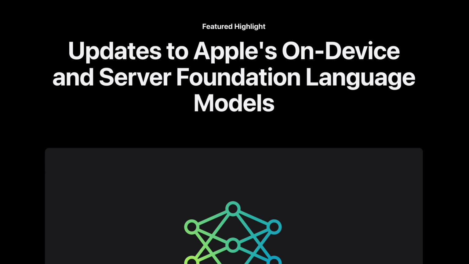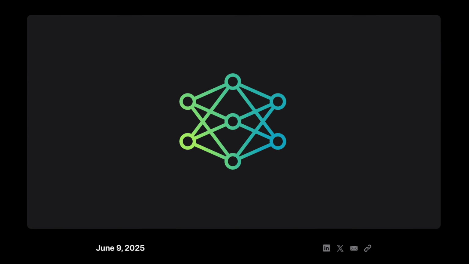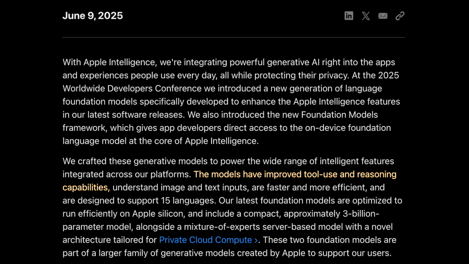The big question though is, is the on-device model actually usable? As so far my experience with Apple Intelligence has been anything but intelligent. The models they use have actually been updated with improved tool use and reasoning capabilities. The on-device model is an approximately 3 billion parameter model, and the server model for when you need a little bit more power is actually a mixture of expert server-based model. They actually published a blog post about these upgrades, and surprisingly, there's some benchmarks.